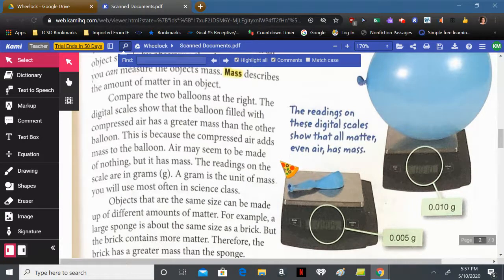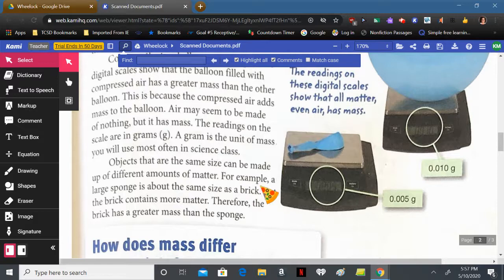Air may seem to be made of nothing, but it has mass. The readings on the scale are in grams. A gram is the unit of mass you will use most often in science class. Objects that are the same size can be made up of different amounts of matter. For example, a large sponge is about the same size as a brick, but the brick contains more matter. Therefore, the brick has a greater mass than the sponge.